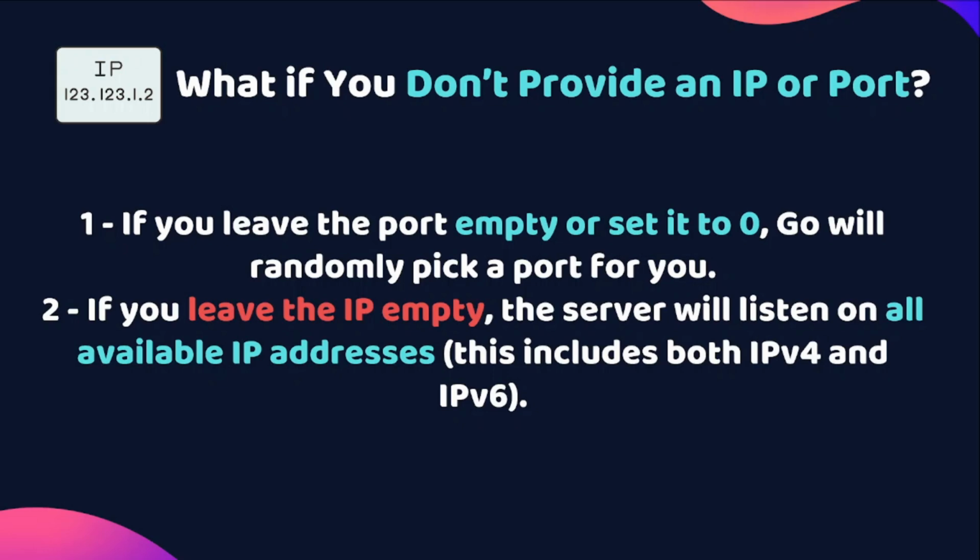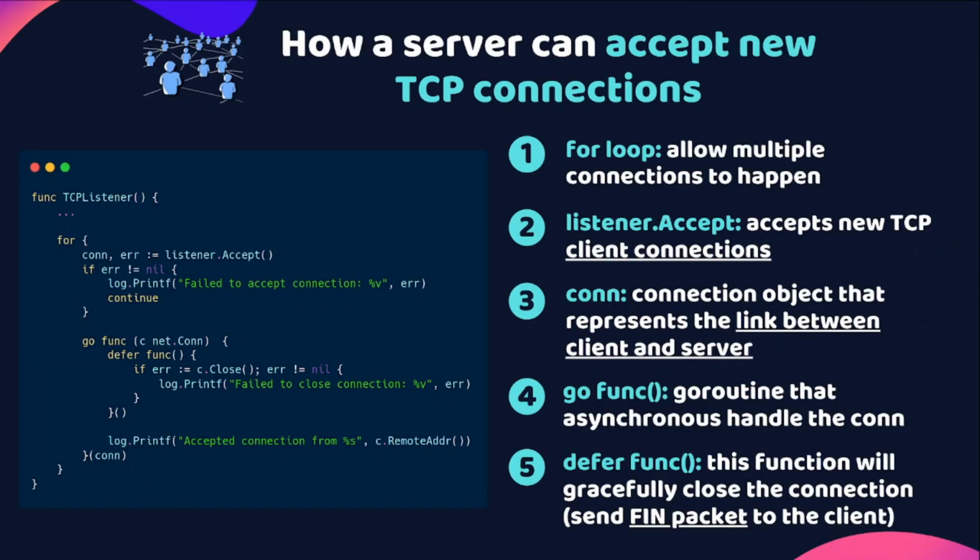Let's talk about how a listener or server can accept new TCP connections. In a real-world server, you will want to handle multiple connections at the same time, not just one, right? In Go, unless you want to accept only one connection, we use a for loop to keep the server accepting connections. Once a connection comes in, we handle it in a goroutine. A goroutine is Go's way of doing things in the background so that the server can get back to accepting new connections without waiting for the first one to finish.